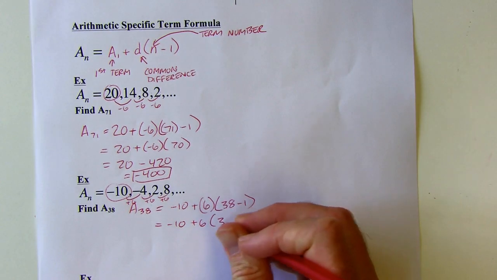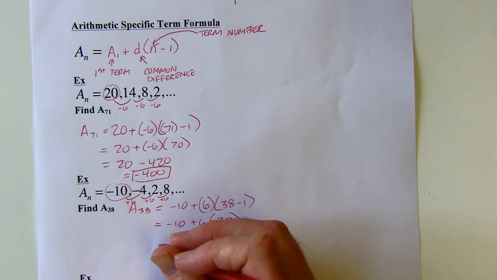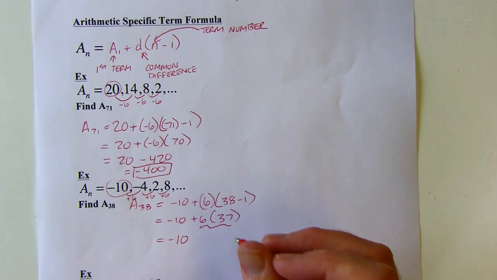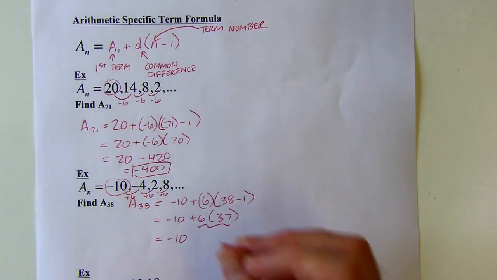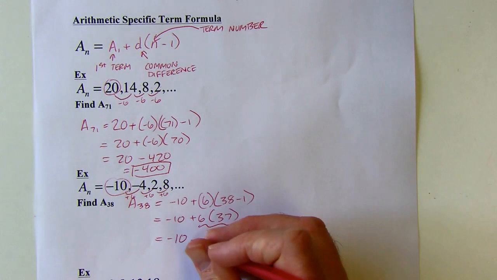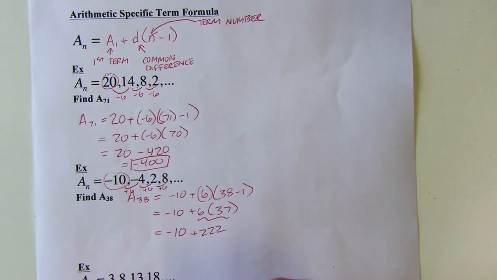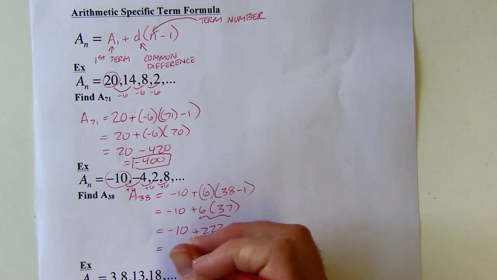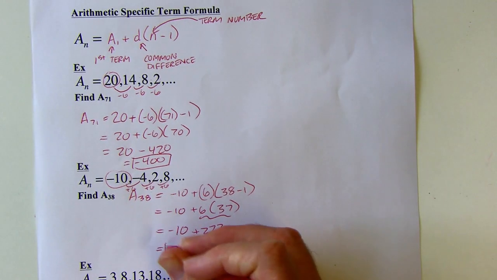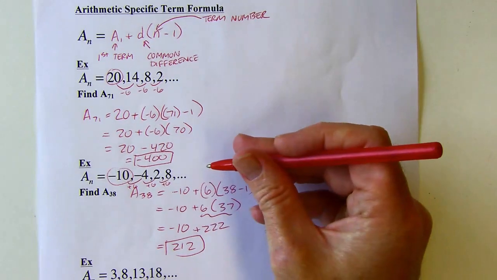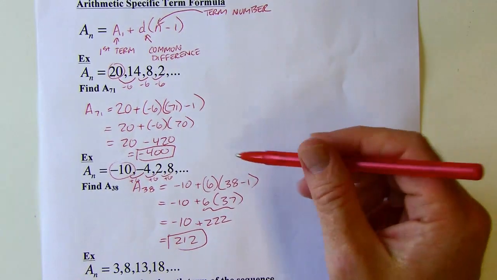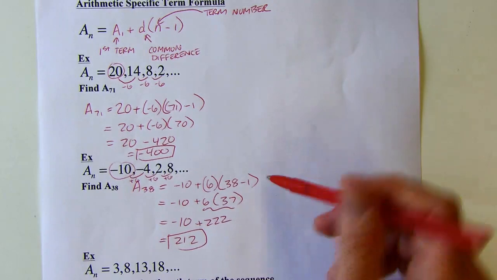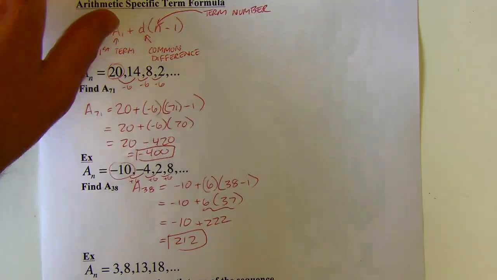38 minus 1 is 37. Then I'll multiply here. That's 222, and then finally puts me out at 212. Kind of makes sense. I know I'm going to be in the positives there. A couple hundred sounds pretty good for the 38th term, if you kind of imagine.